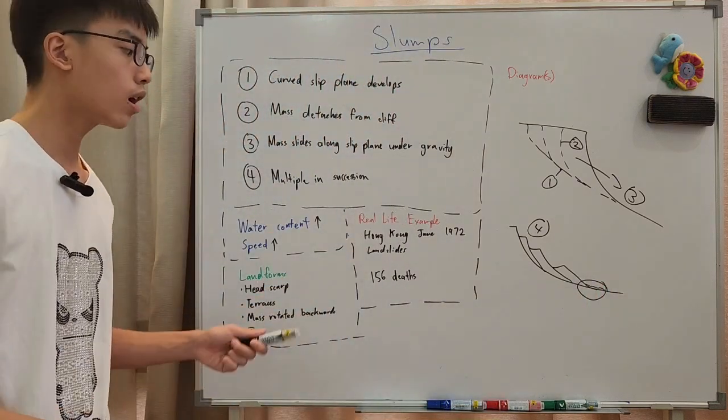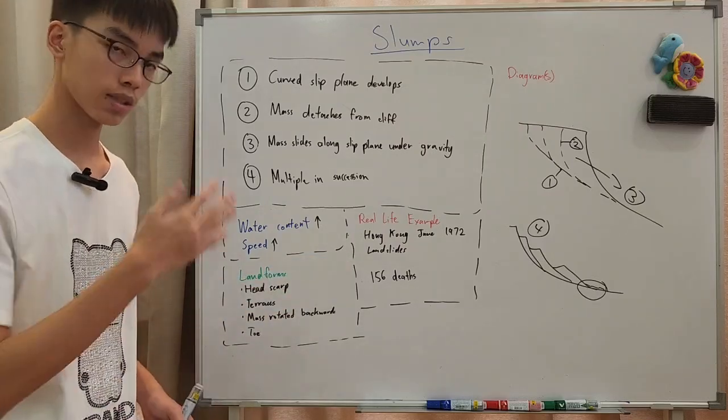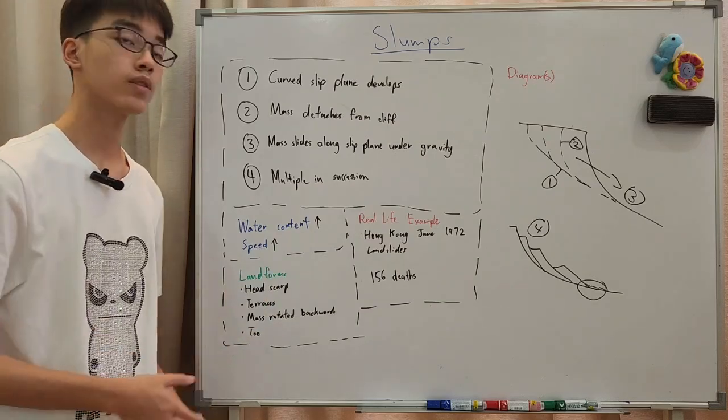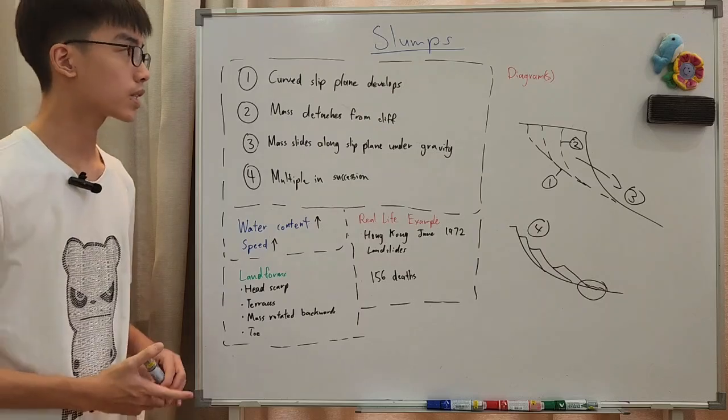A real life example here. I know it says landslide, but in actuality, it was slumps because it was a curved slip plane. So this is Hong Kong, June 1972, where 156 people died because of the slumps and landslides. So this sums up slumps.